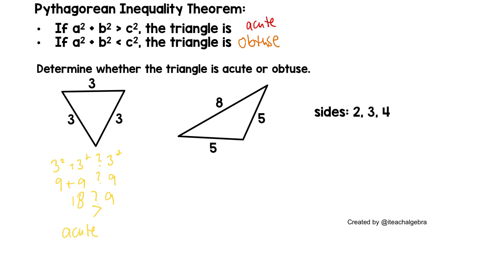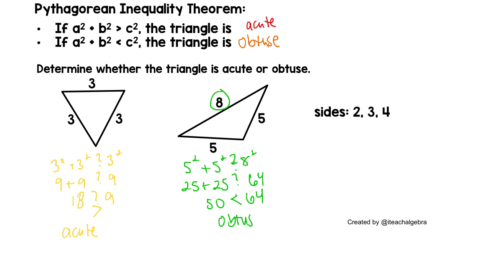We just pick two sides, add them together, especially in this case. Again, we'll use the longest side for our C part of the equation. 5 squared plus 5 squared is something to 8 squared. That's 25 plus 25, and that's something to 64. Well, 50 is less than 64. So this will give us an obtuse triangle. It's more than 90.